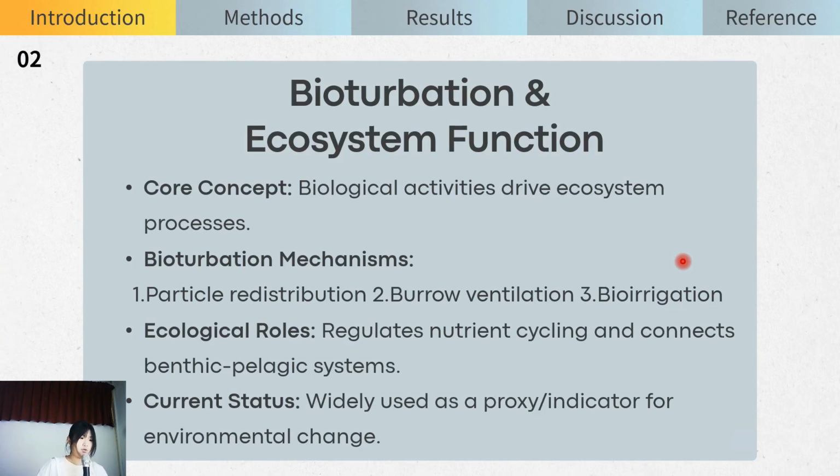Our core concept is bioturbation: biological activities drive ecosystem processes, with particle redistribution, burrow ventilation and bioirrigation. It regulates nutrient cycling and connects benthic and pelagic systems. For our current status, traditional models are widely used as a proxy for environmental change.